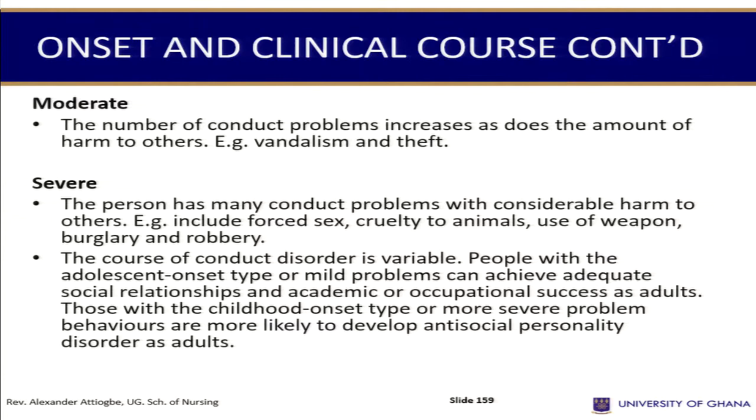The person has many conduct problems with considerable harm to others. Examples include forced sex, cruelty to animals, use of weapon, burglary, and robbery. The course of conduct disorder is variable. People with the adolescent onset type or mild problems can achieve adequate social relationships and academic or occupational success as adults. Those with the childhood onset type or more severe problem behaviors are more likely to develop antisocial personality disorder as adults.